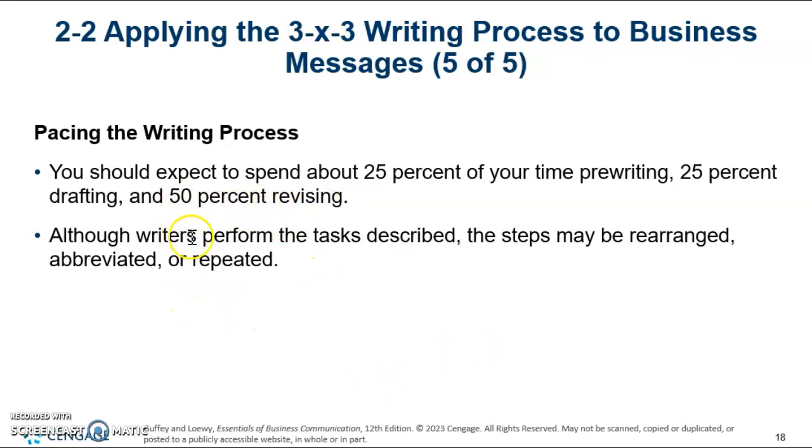Now, you don't have to follow this exactly, but this can be a continuous process. You can get it on paper and then realize that you need more information, so you go back and dig and do a little more research. But this is what we call the 3x3 writing process.